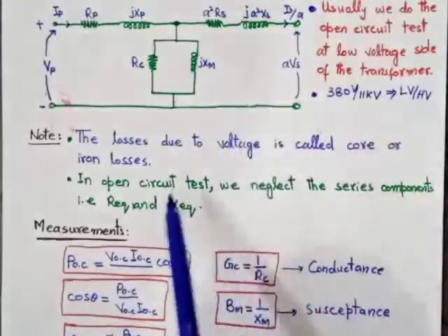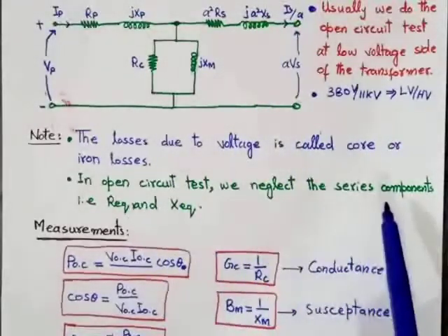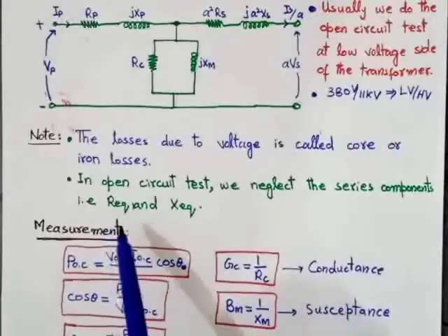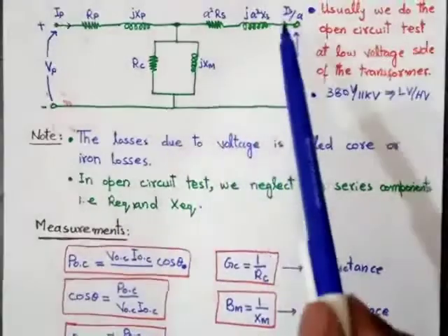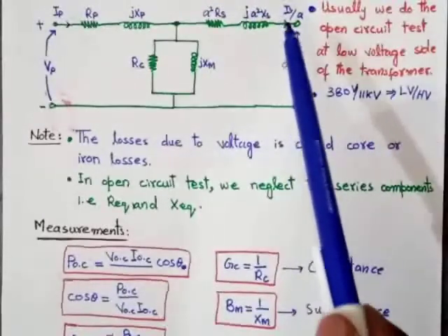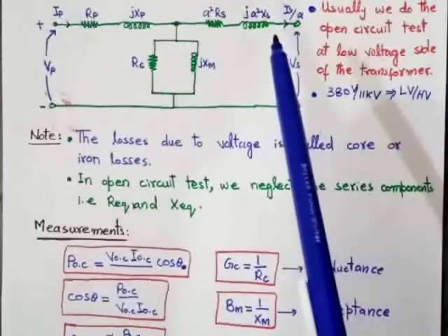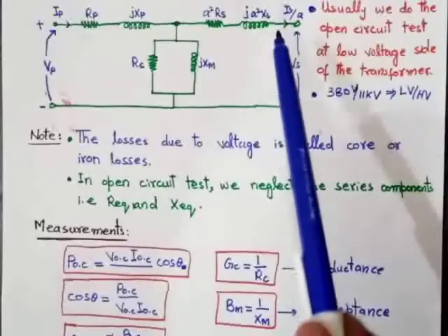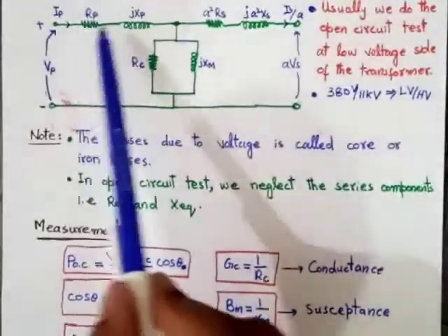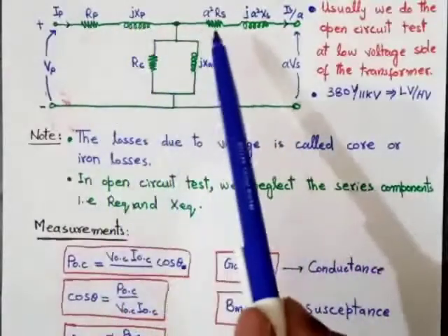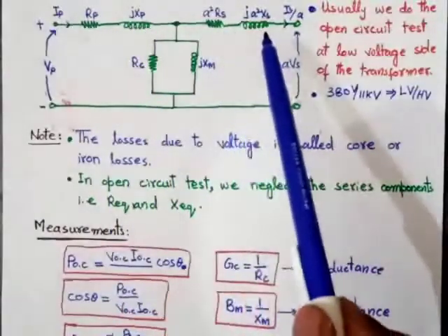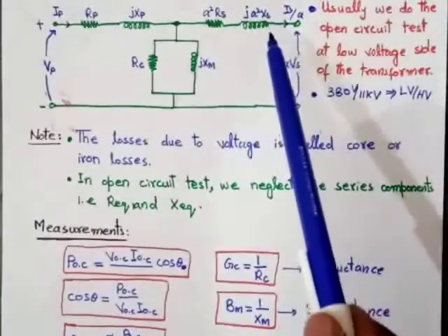So in case of open circuit, we neglect the series components, that is R equivalent and X equivalent, because in case of open circuit, the value of the current will be 0 or very small. Due to this, we neglect the series components, that is Rp, jXp, a squared into Rs and j a squared into Xs.